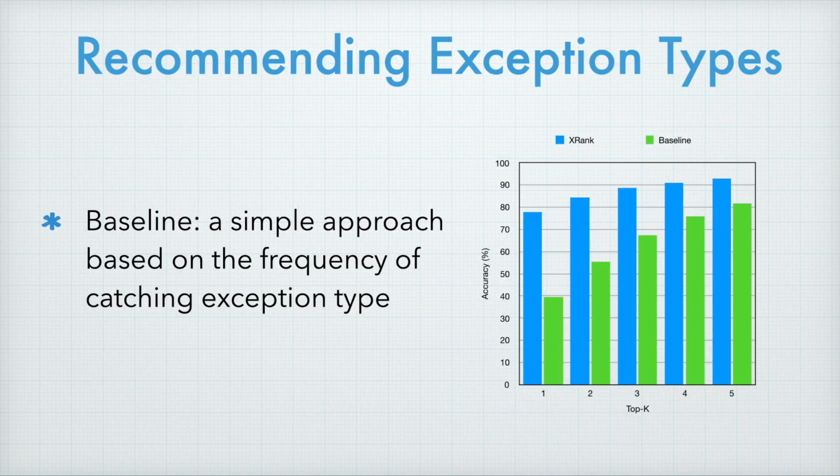So here's the figure showing the result of each rank in recommending exception type. We choose a simple baseline for comparison based on the frequency of caught exception types. From the figure, we can see that each rank achieves very high accuracy and significantly outperforms the baseline, with top-1 accuracy nearly 80%, and top-5 accuracy over 90%.